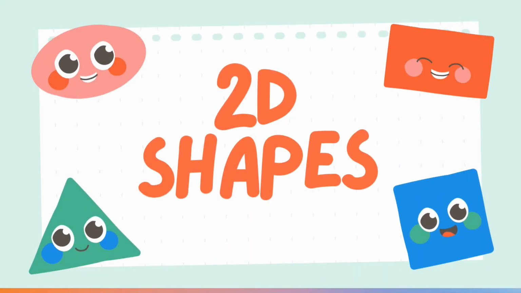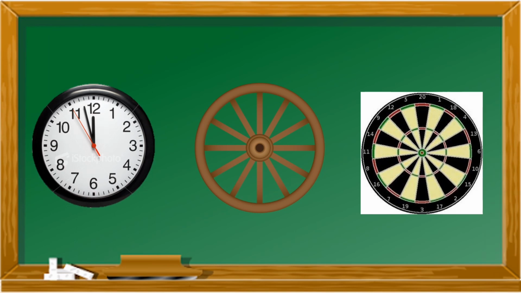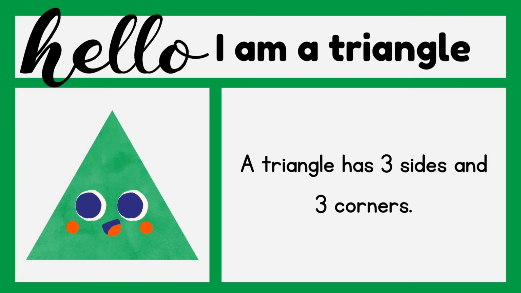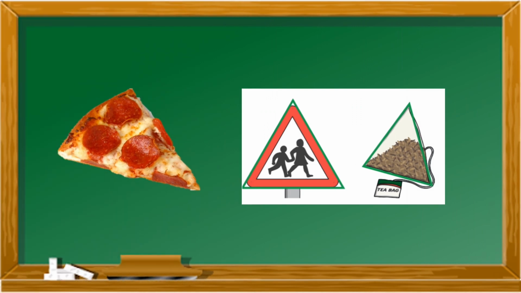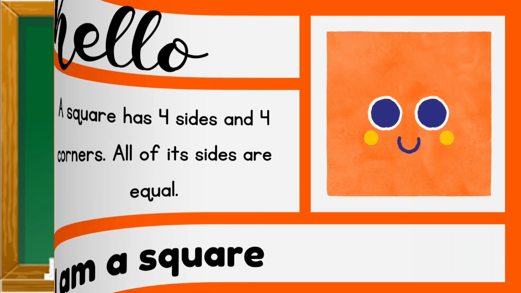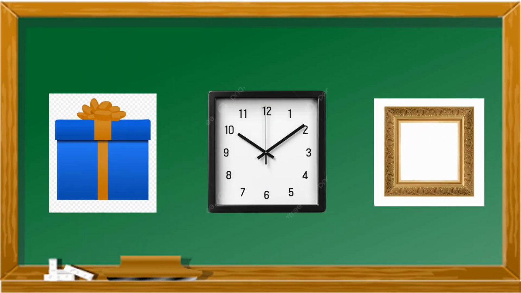Now let's take a look at some 2D shapes. Circle. Circles have no sides and no corners. Here are some real-life examples of a circle. Triangle. Triangles have three sides and three corners. Here are some real-life examples of a triangle. Square. A square has four sides and four corners, and all of its sides are equal. Here are some real-life examples of a square.